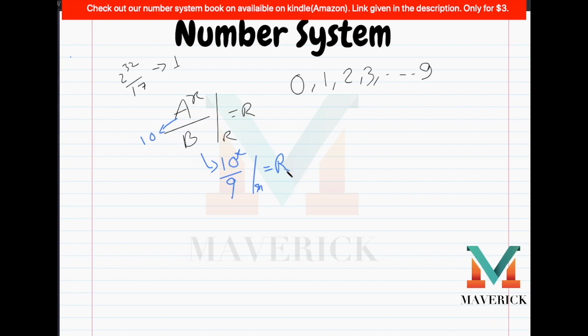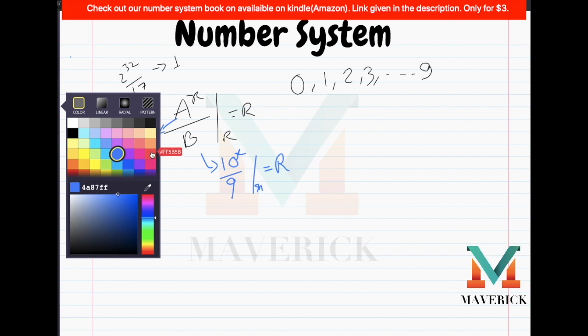What are the possible values which r can take? Possible values. Why am I asking possible values? Because I have not fixed any number here. If I fix a number here, then you will get a single answer. So 10 raised to x by 9, what are the possible remainders?